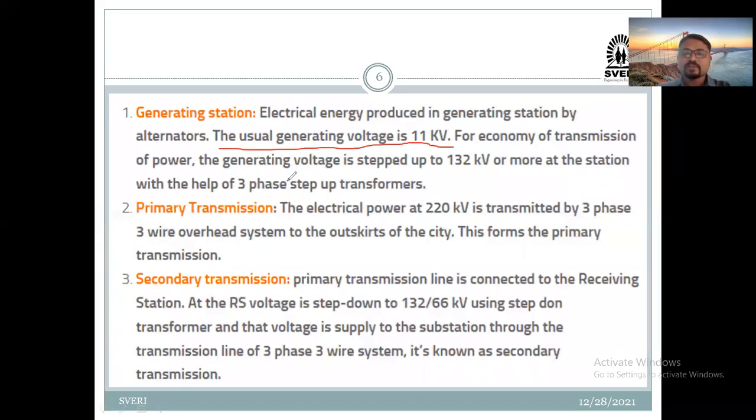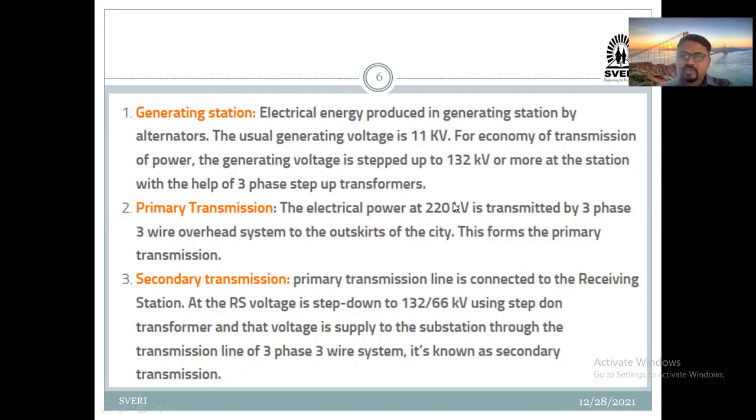Then what happens? At the site of the generating station, we step up to 132 kilovolt with the help of a three-phase transformer. This is another MCQ that will be formed. So for each and every line, each and every sentence, you have to take proper care so that you get a clear idea and it is possible for you to solve any MCQ on this particular point.